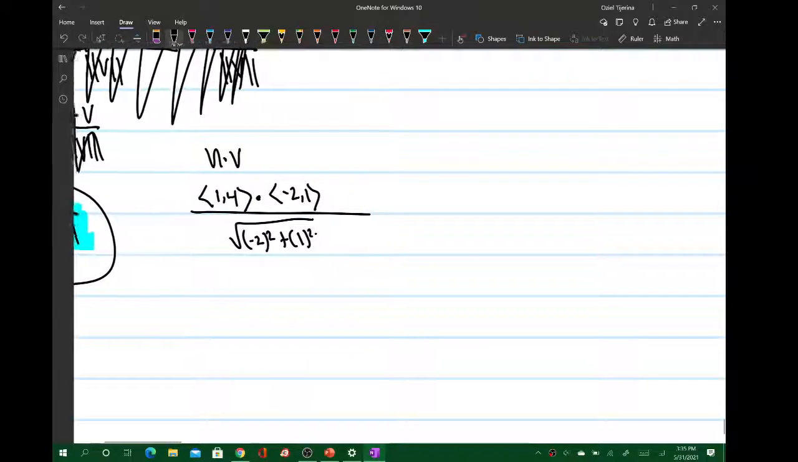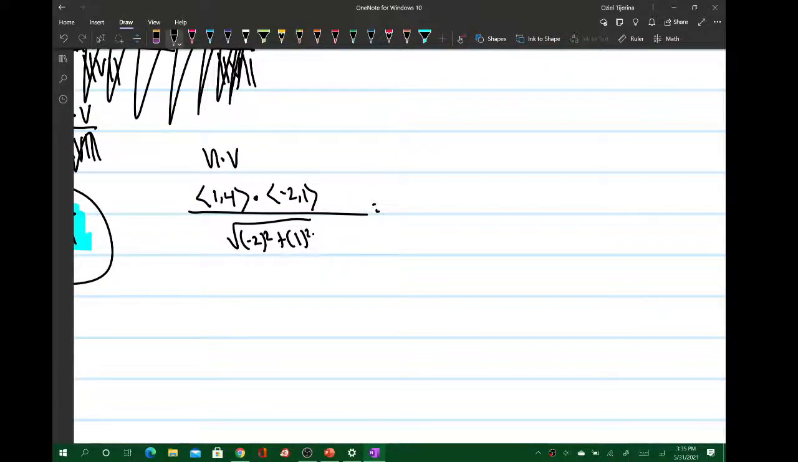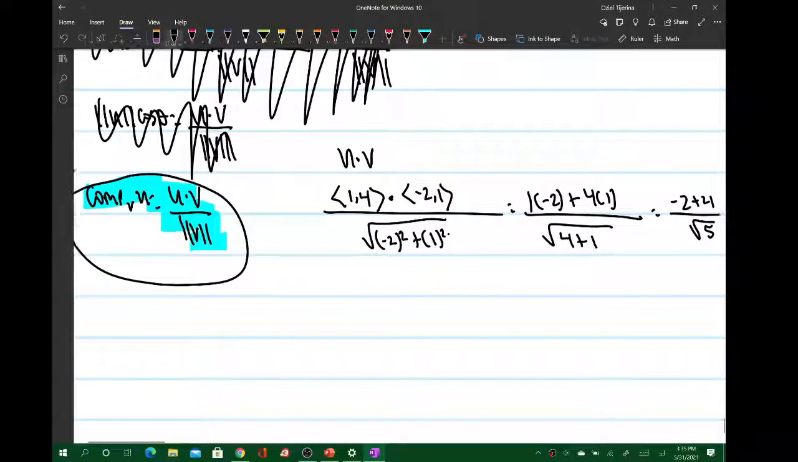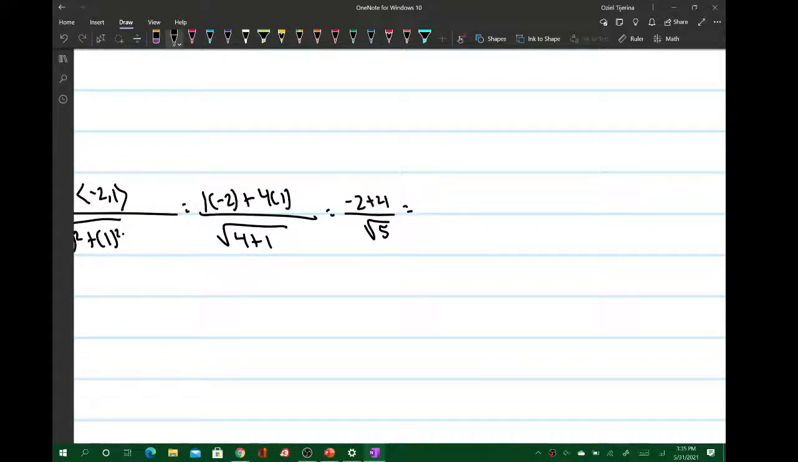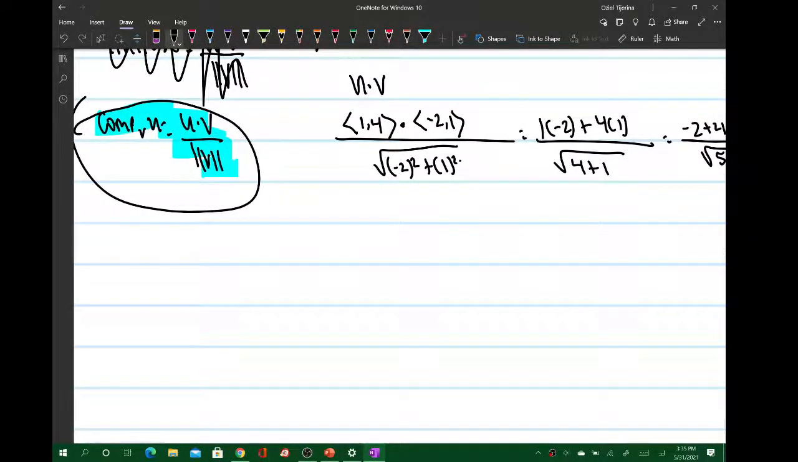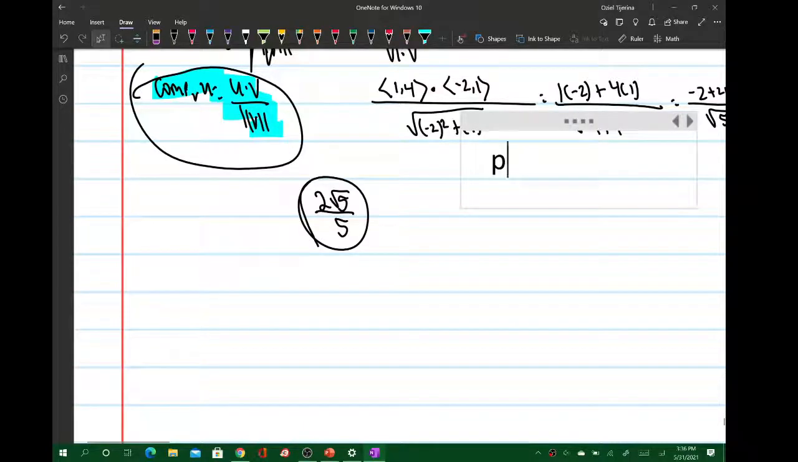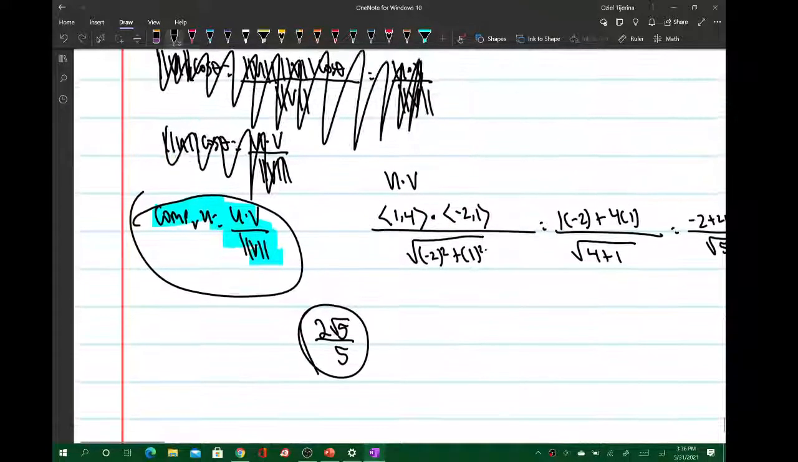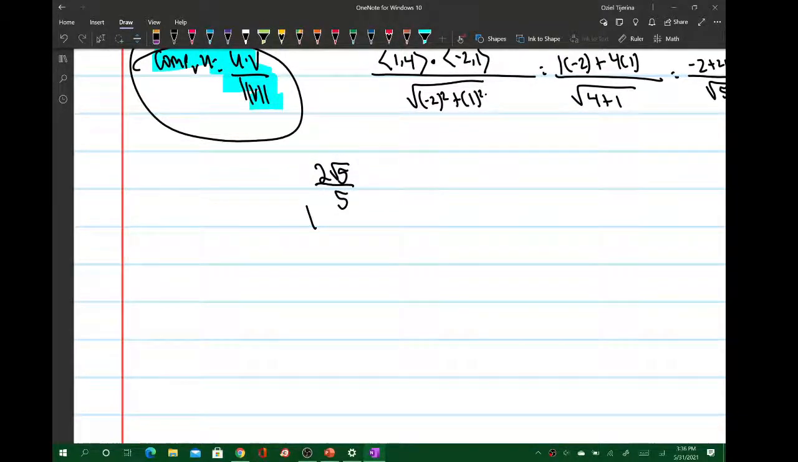So this is going to be equal to 1 times negative 2 plus 4 times 1 over the square root of 4 plus 1. So it's going to be negative 2 plus 4 over the square root of 5, right? And then it's going to be 2 over the square root of 5. Now, you can rationalize the denominator, and doing that will give you 2 square root 5 over 5. So the component of u along v would be 2 square root 5 over 5. So this is your final answer here, okay?